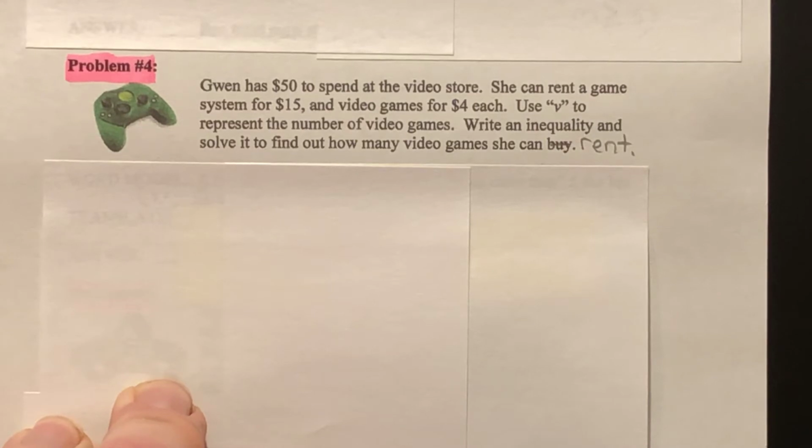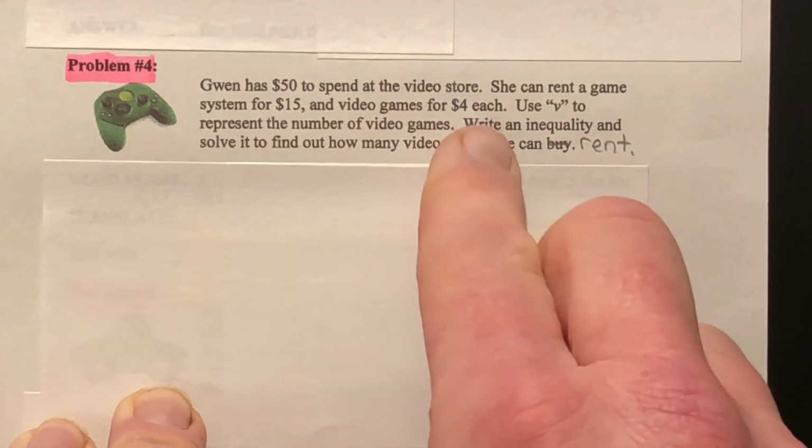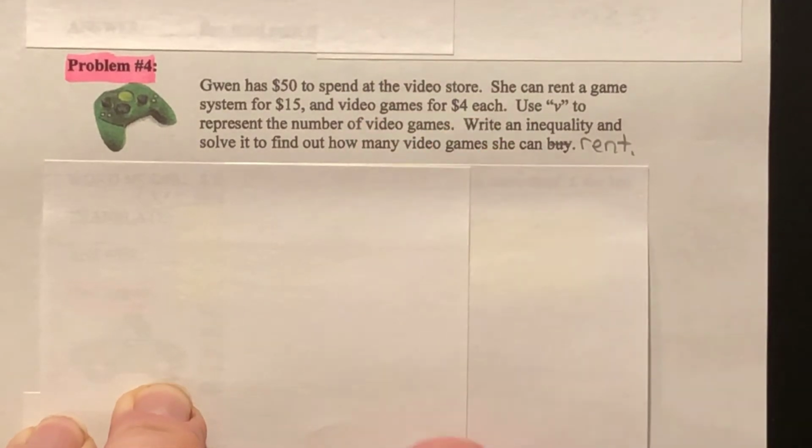So she's going to the video game store. She wants some video games, but she doesn't have a system. So the first thing she has to do is rent the system. That's going to be $15. So we know she's got $50 to spend. $15 of that is going to go to the system, and then she wants to rent as many games as she can for $4 each.